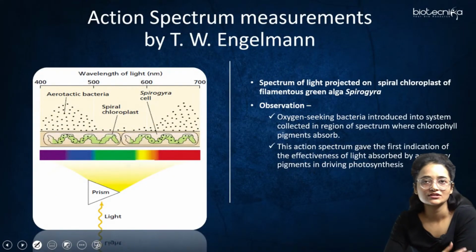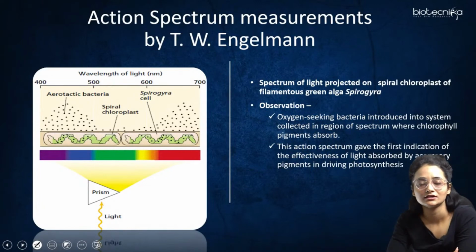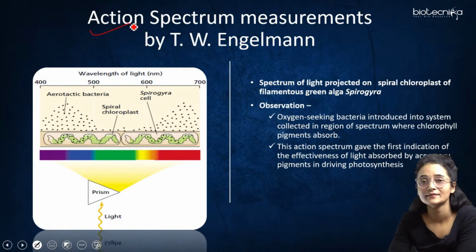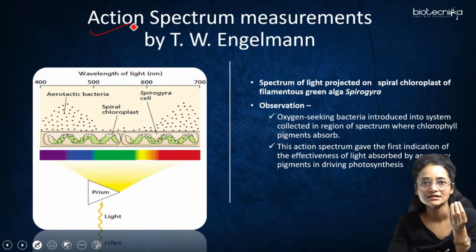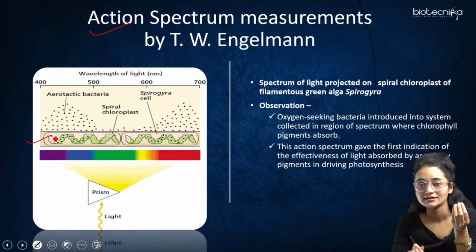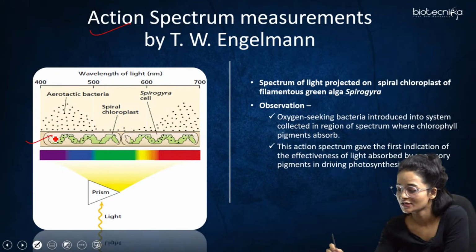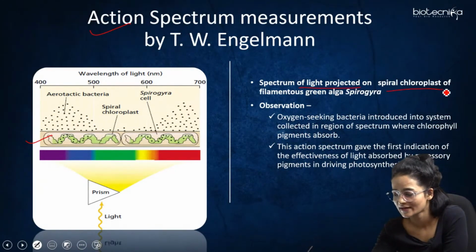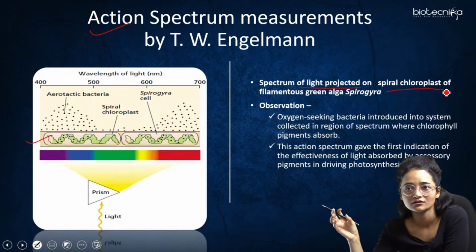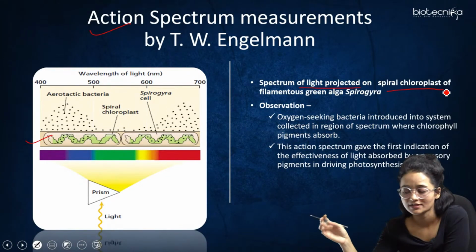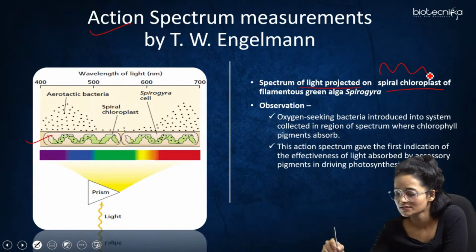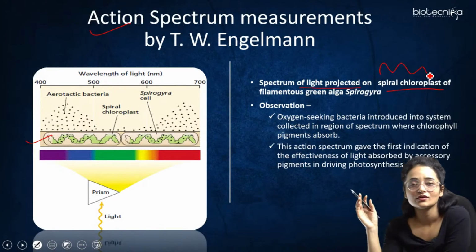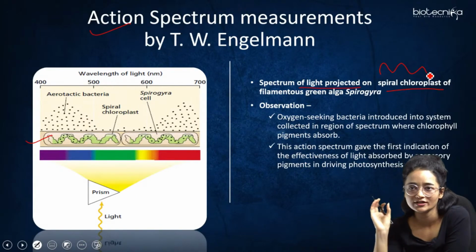So here is an experiment you can see, which was conducted by T.W. Engelmann, who measured the action spectra. He took Spirogyra, a filamentous green algae. These Spirogyra organisms also consist of chloroplast, and in them the chloroplast is spiral in shape, right? So what he did was use the spectrum of light and project it on the spiral chloroplast.